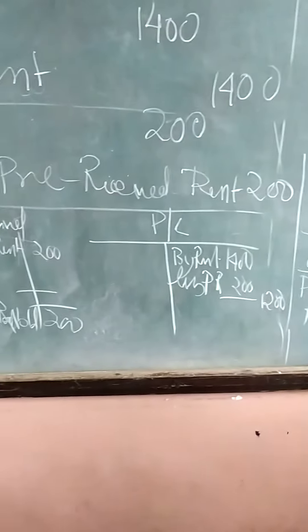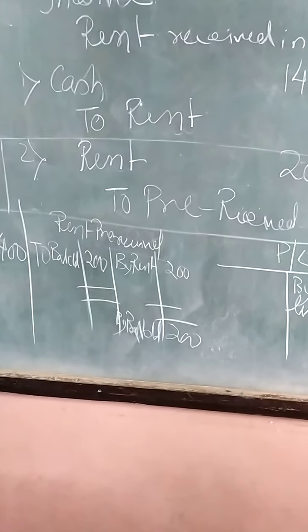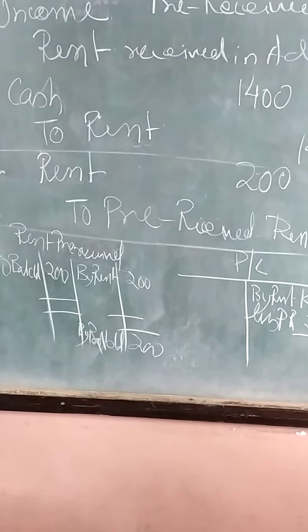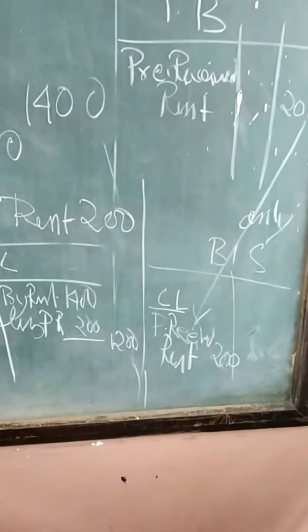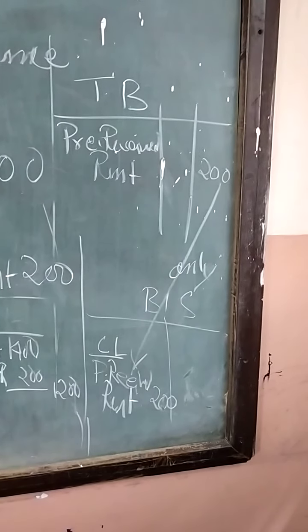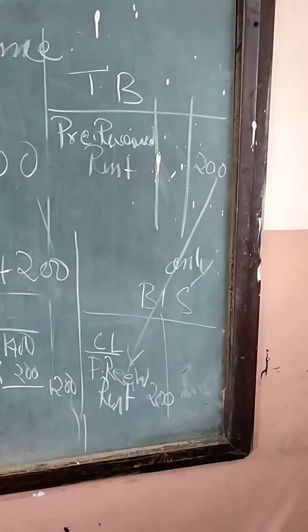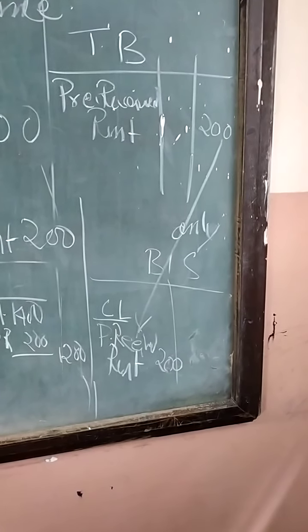Now we will be discussing if pre-received rent is only given in the trial balance. If pre-received rent is only given in the trial balance, you see in the trial balance credit side it will be written pre-received rent and no other entry is there. In the balance sheet you will be writing under current liabilities as pre-received rent.